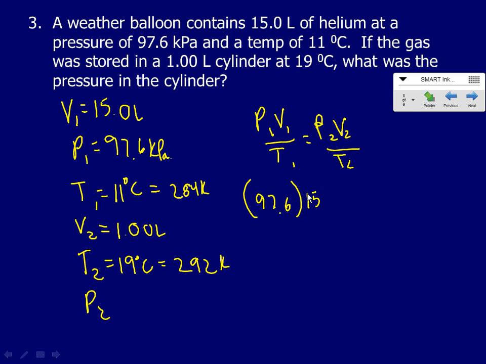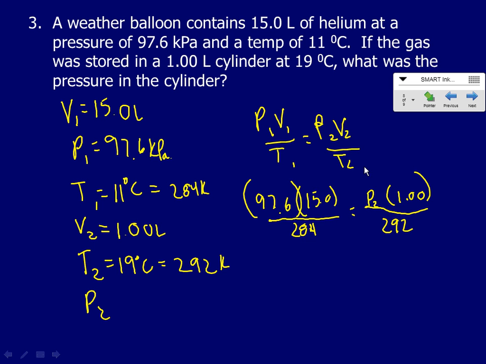V1 is 15. T1 is 284. P2 is what we're looking for. V2 is 1. And T2 is what? 292? 292. Okay.